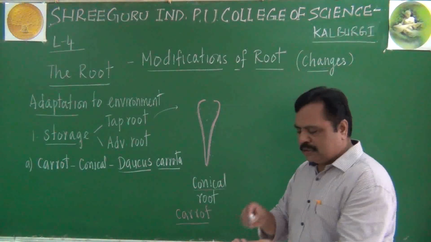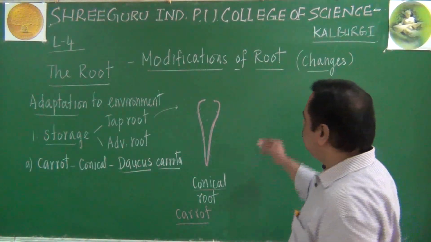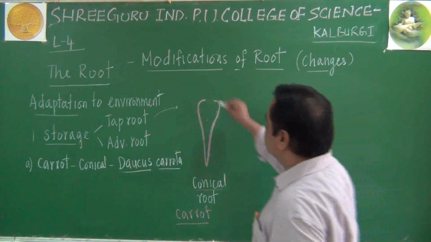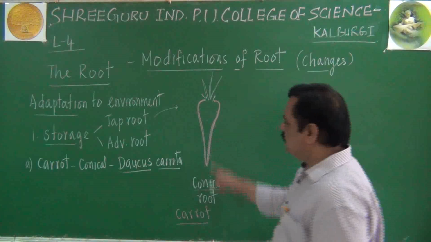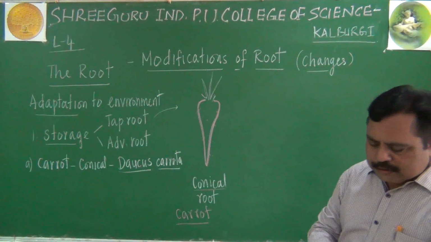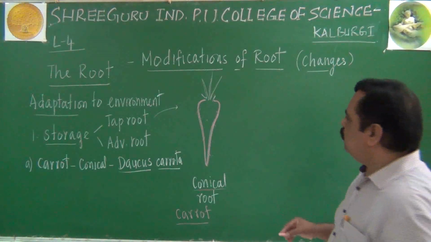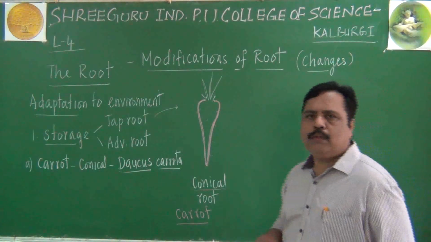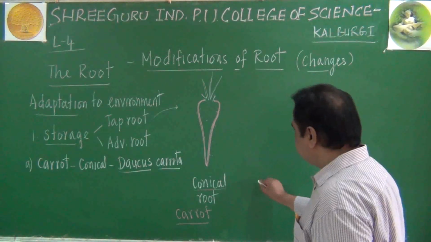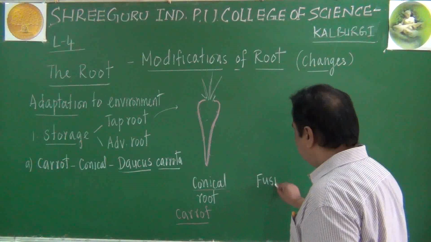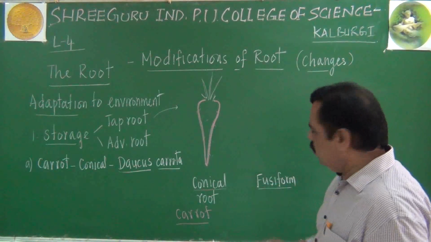Let me come across a second type of modification here. Here you will come across the stem of the plant with leaf and other things. This is the conical root. The second modification for the purpose of storage can be found in the form of fusiform root. Let me explain the second type of modification. Fusiform root it can be called.